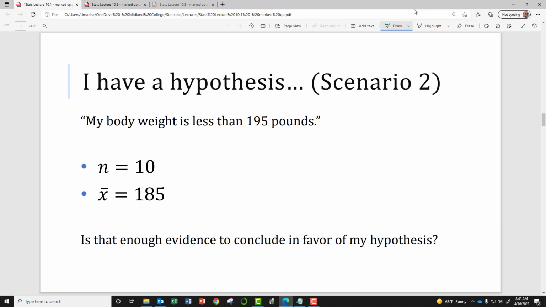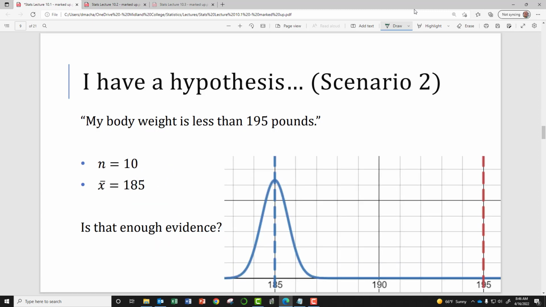So here's a new scenario. Again, my hypothesis is the same. I'm still claiming that my body weight is less than 195 pounds. But let's say I have a new data set where I take 10 measurements and the sample mean is now 185 pounds. I think we would all agree that this seems to be enough evidence to conclude in favor of my hypothesis, because even if there's some dispersion in my body weight, it's probably not 10 pounds' worth of dispersion. So 185 as my mean is certainly less than 195, even given the random variation.